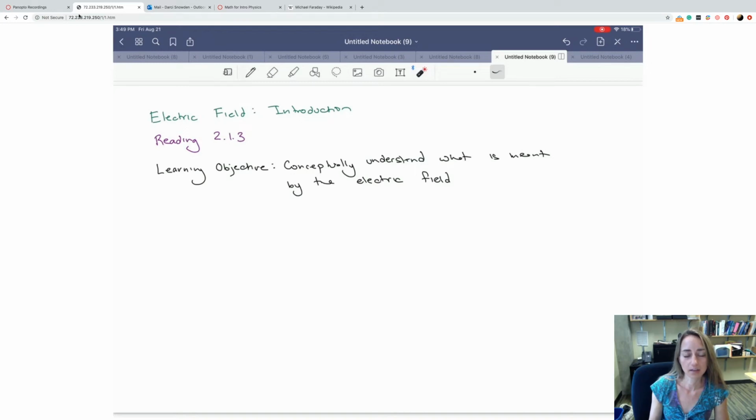Okay guys, in this lecture I want to introduce the concept of the electric field and just fields in general. This goes with the reading 2.1.3, and again the learning objective is just to give you a conceptual understanding of what is meant by the electric field.